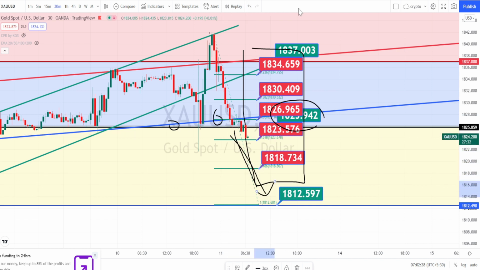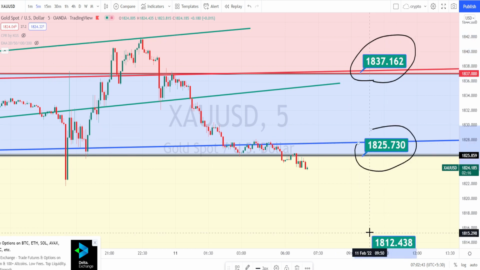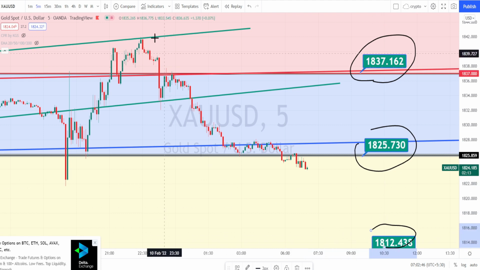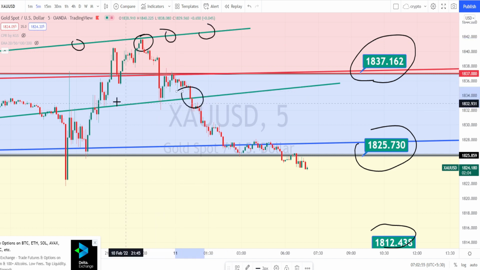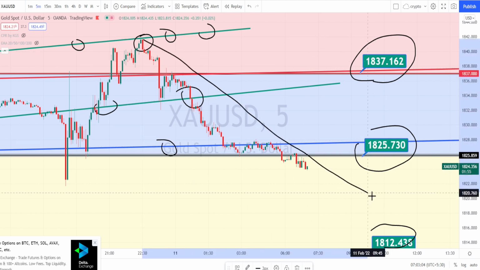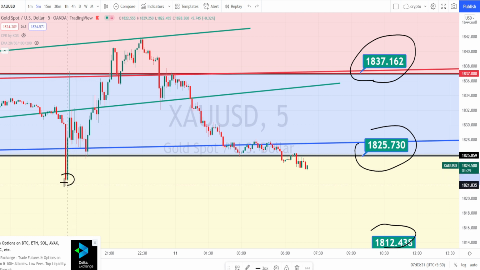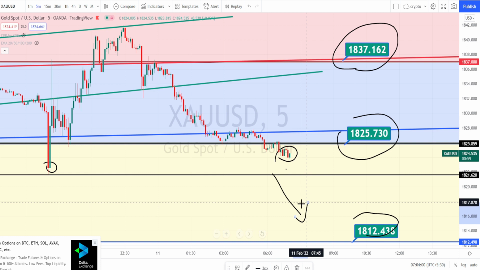Let us do the analysis in 5 minutes time frame. I am in 5 minutes time frame now. We have the higher time frame resistance levels over here and the support level of 1812 over here. Currently the price action has taken resistance at the trend line or the resistance line from the 30 minutes time frame and has broken this support line also from the 30 minutes time frame and also the support level of 1825, and it is in a very nice bearish retracement. Currently the price action is trying to break the previous lows, and if the previous low is broken, we can expect the continuation of this bearish retracement.